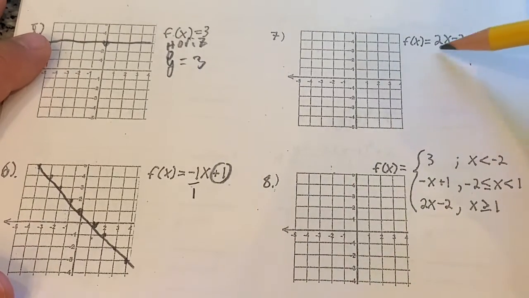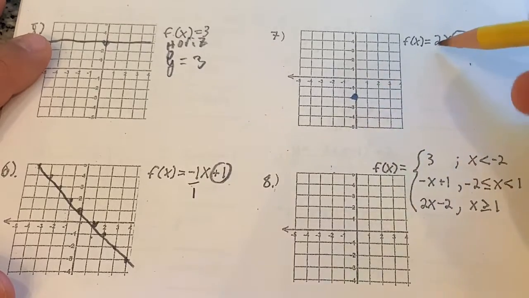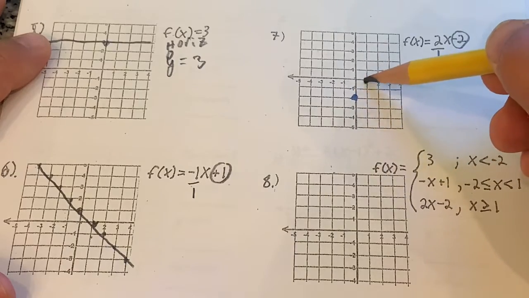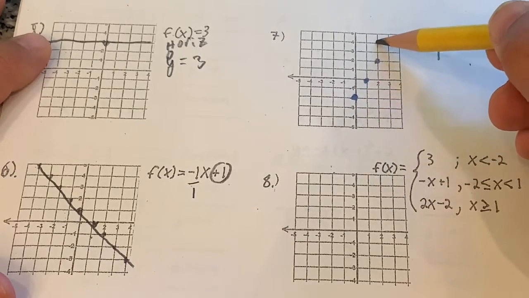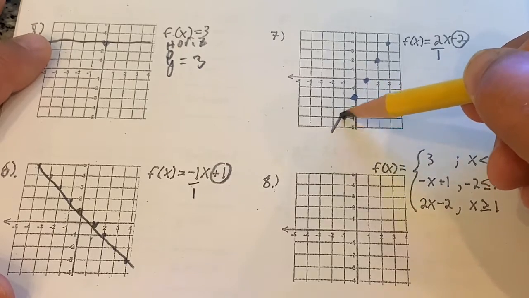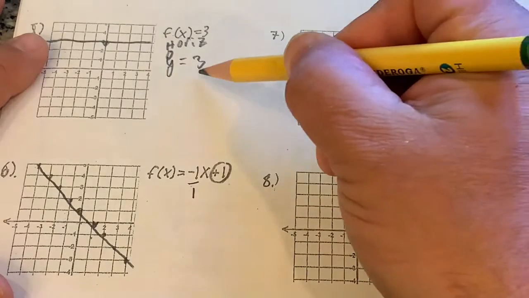Number 7, y equals mx plus b. I begin at negative 2 on the y-axis. My slope is up 2, right 1. So I'm going to go up 2, right 1, up 2, right 1, up 2, right 1. Continue the process in the other direction. Connect the dots.